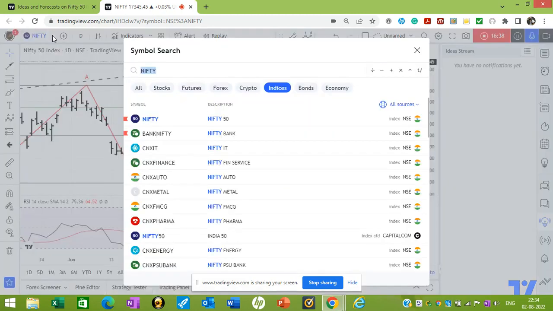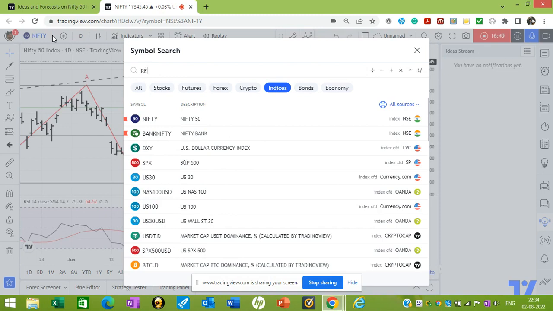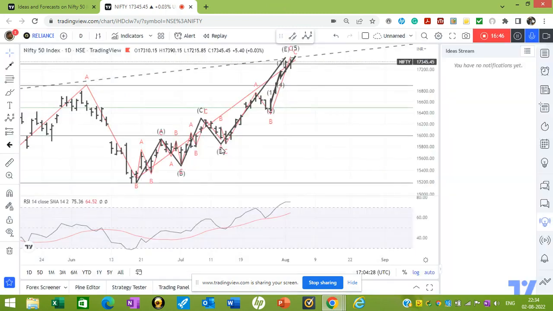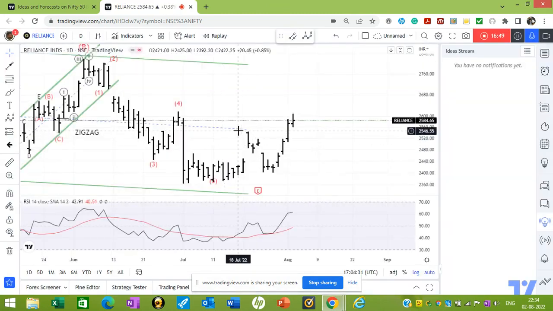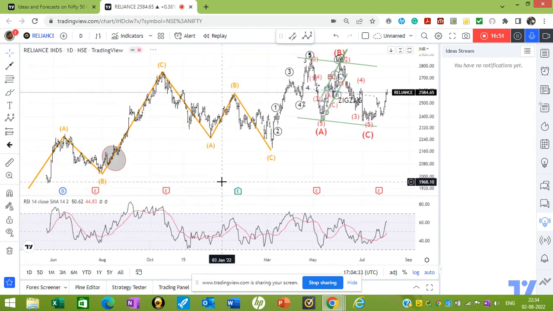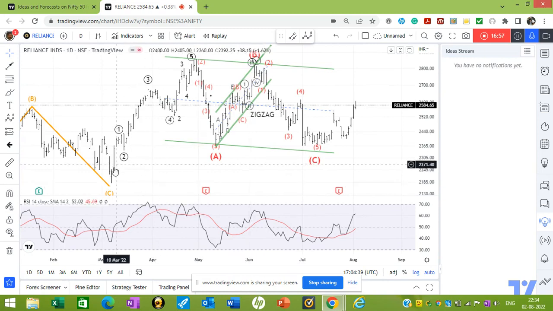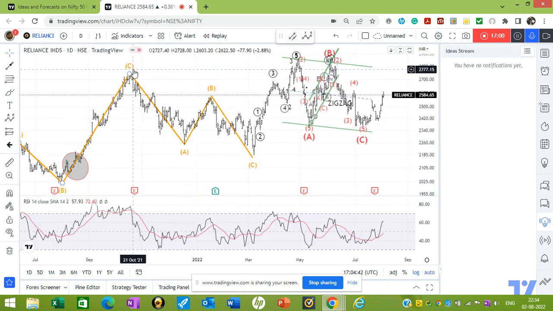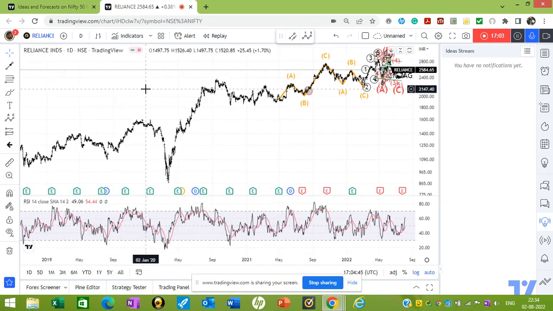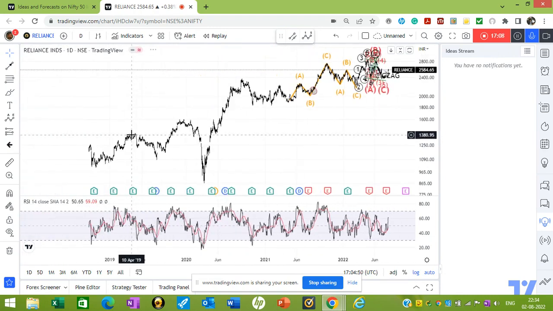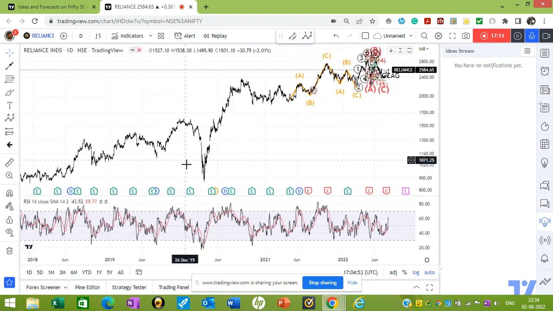Fifth wave generally sometimes has triangles. Let me see. Now look at this. This is the fifth wave. You see this? Fifth wave. This was the fall of Corona. One, two. This was the third wave. Fourth, ABC, and then you have the fifth wave.